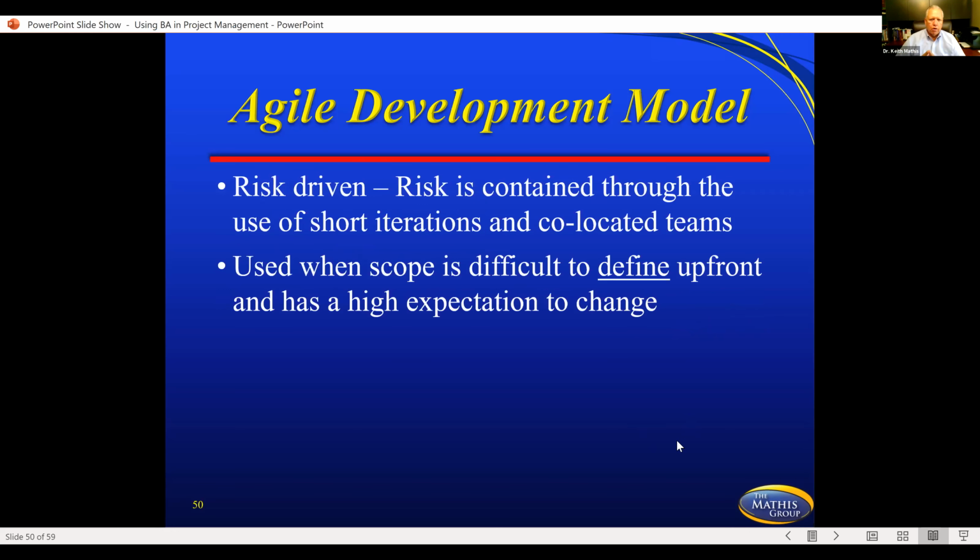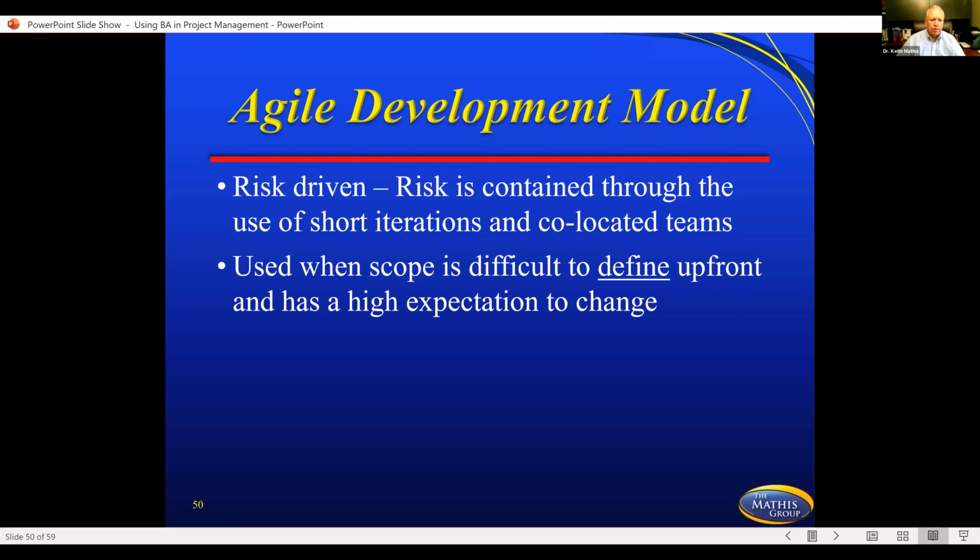Also, risk-driven projects. Risk is contained through the use of short iterations and co-located teams. And of course, if we were working in a perfect world, in the Agile or Scrum world, we would be co-located working on one project, the top priority project. But that's not the way it seems to be in the real world right now. People are scattered all over the place. They're not working on one project. They're working on 3 to 12 projects. And so that just seems to be the way it is.